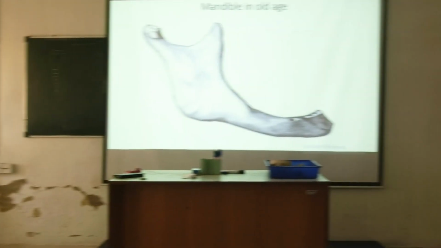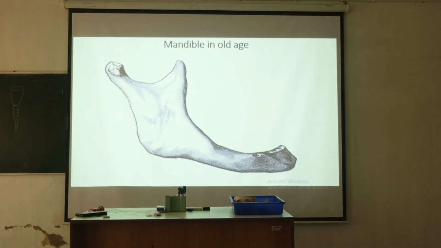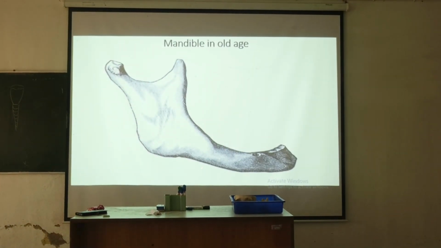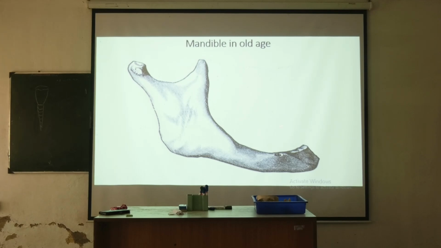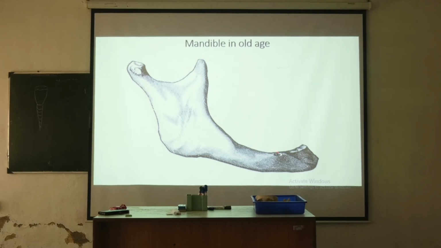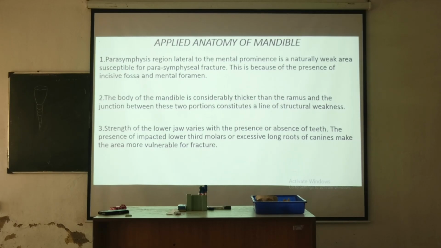Okay. Next. See, this is in old age. Here you can see the angle is again increasing to 140 degrees because the ramus becomes oblique. And this is the mental foramen. Teeth have fallen and alveolar borders are reabsorbed. So the mental foramen is reaching almost up to the upper margin of the body. Okay, understood? Next we go to the applied aspects of the mandible.